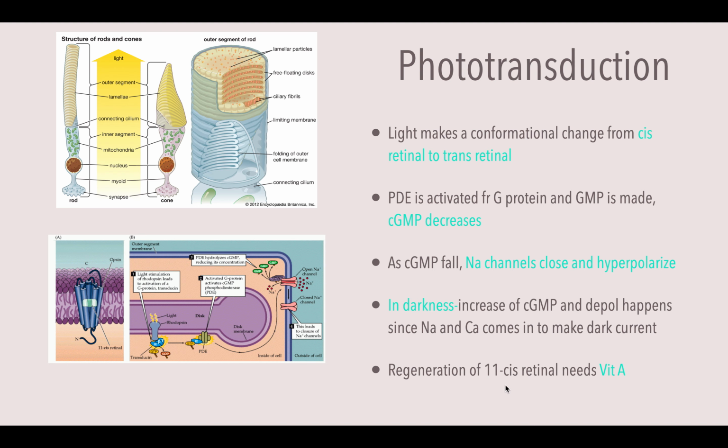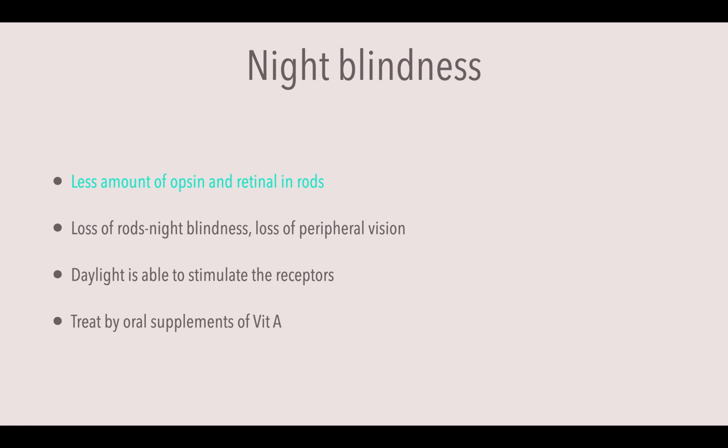So the regeneration of the cis-retinal is going to need vitamin A. We need the cis-retinal because otherwise there is night blindness, so a lesser amount of opsin and retinol in the rod. There's going to be first a loss of peripheral vision, and there's just not enough cis-retinal around, so it needs a lot of light to stimulate the receptors. This is going to be treated by oral supplements of vitamin A.